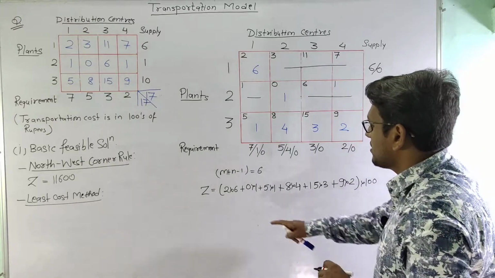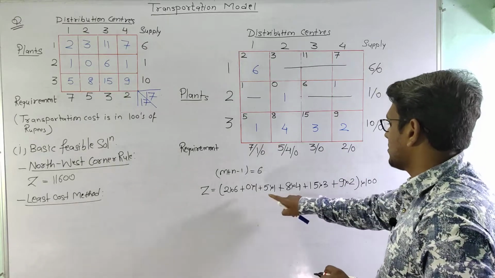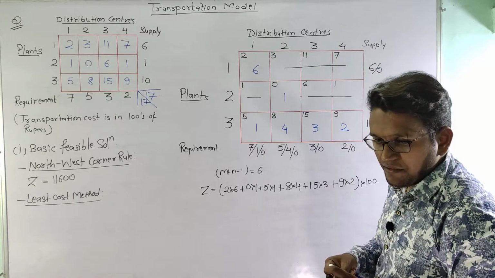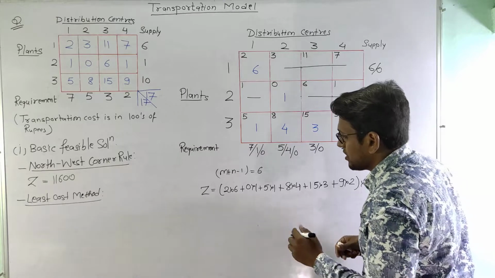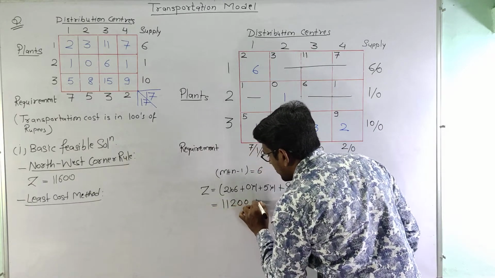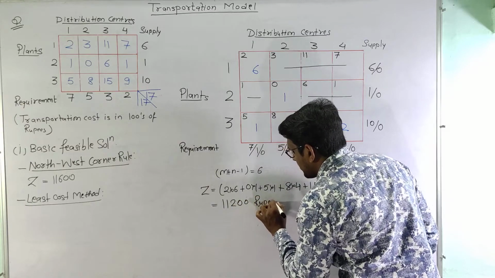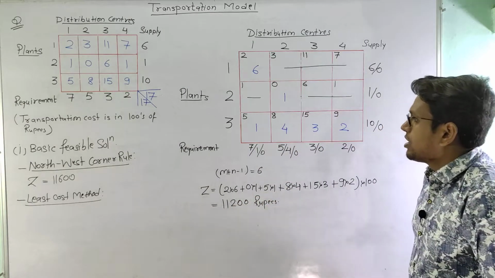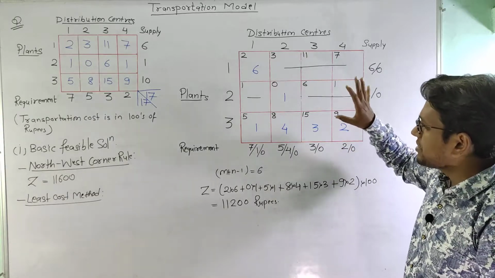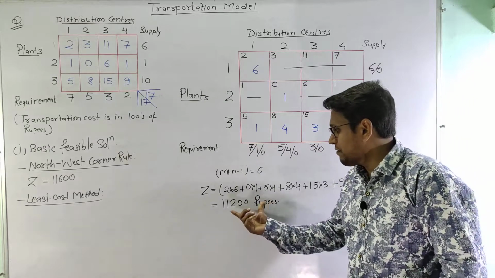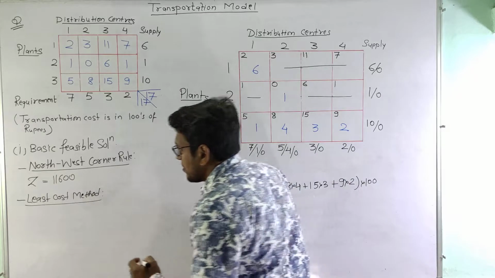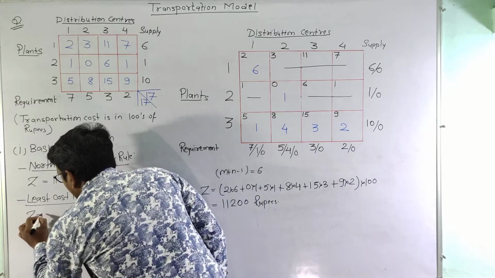So after calculating this, 12, 5, 13, we will have the value as z equal to 11200 rupees. That means by solving this by the least cost method, we are getting a basic feasible solution with the value of z as 11200. So here we can write z equals 11200.